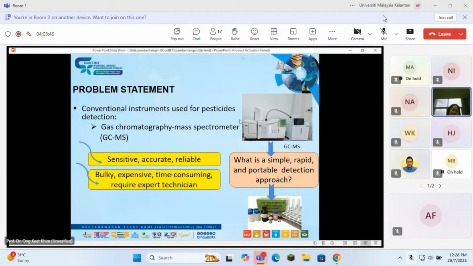One of the conventional instruments used for pesticide detection is GCMS. So as you can see in this picture, the GCMS is bulky and time-consuming, and requires a technician to run the instrument, although it is sensitive, accurate, and reliable. So this GCMS is not suitable to be used in the field for detection of pesticide. So we have to come up with a simple, rapid, and portable detection approach, which is a sensor or test kit, to detect the pesticide in the field.